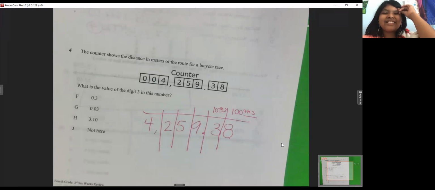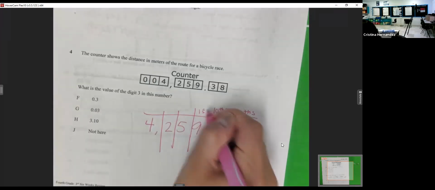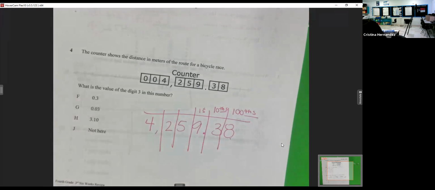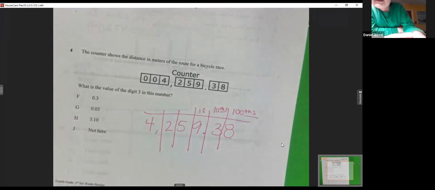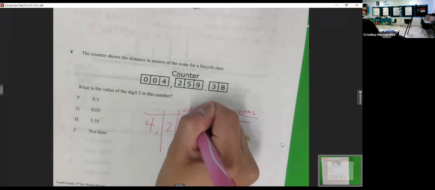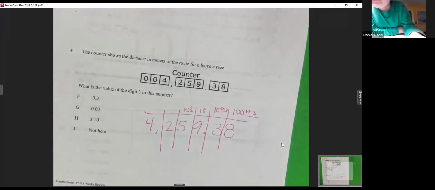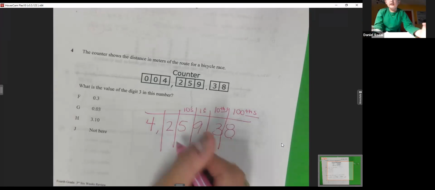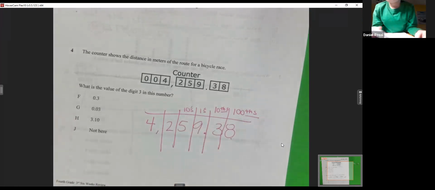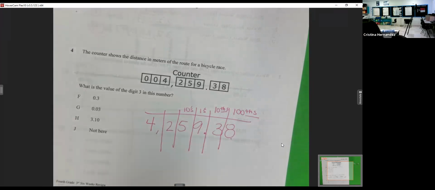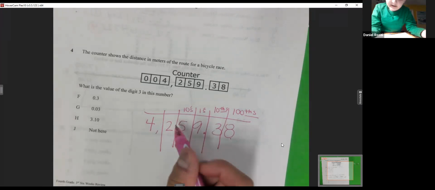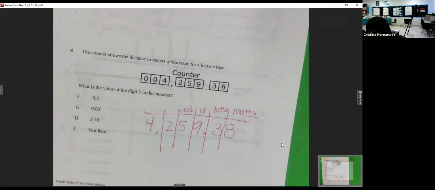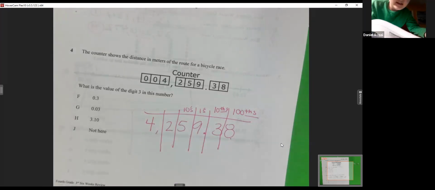Daniel? It's in the ones. Come on, I need somebody else other than Natalie to tell me. It's in the tens. Okay, tens. Keep going, Daniel. G is not it because, wait, I'm not even done filling in my place value chart. What place is the 2 in? The 2 is in the hundreds.